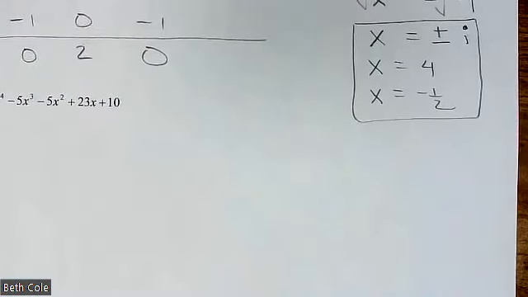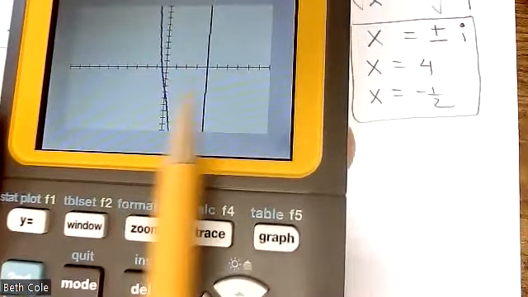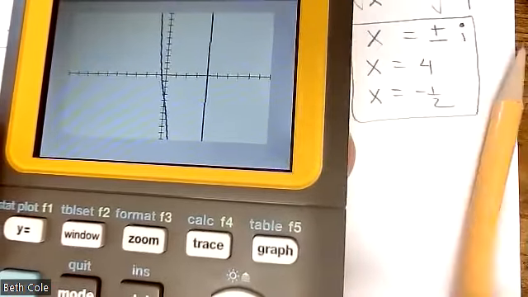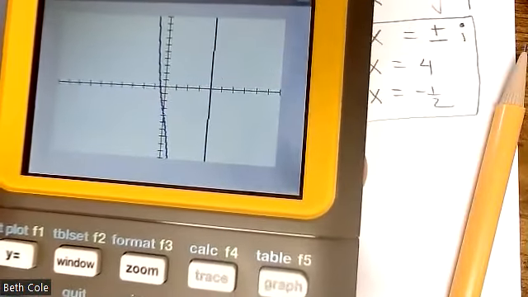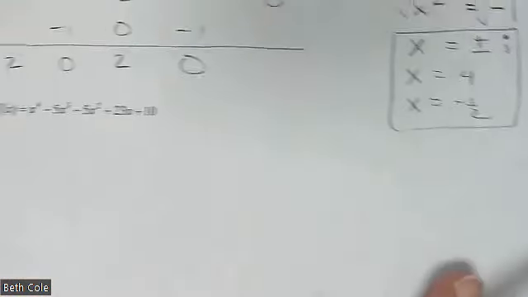Now, to tie it all in and have a full circle moment here, do you see how only the 4 and the negative a half show up on the calculator? That's because the other 2 are imaginary. Isn't that cool? It's so cool. Isn't that cool? Okay, let's try it again.